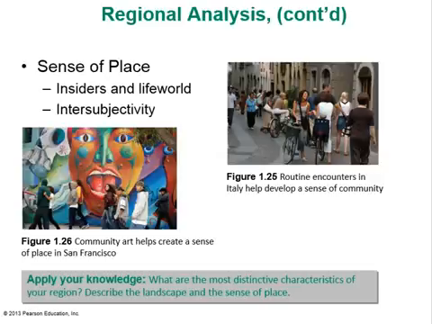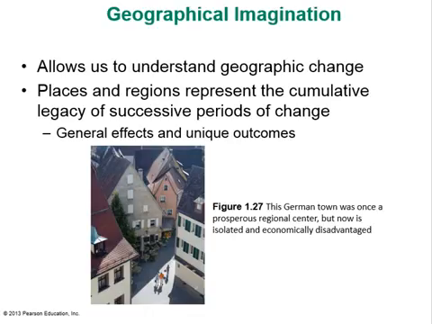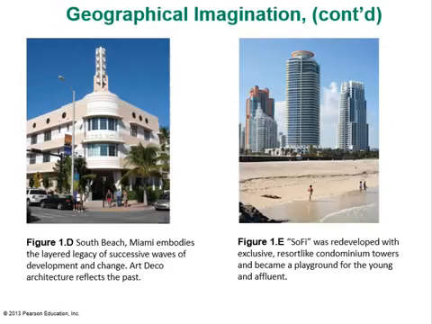And a sense of place can be conveyed in a lot of different ways. So for example, in a book, it can be conveyed through the description about where that's happening. In a movie, it can be conveyed with small shots of different landscapes, for instance. Your geographical imagination allows you to understand geographic change, and then places and regions represent that cumulative legacy of successive periods of change. Your book actually gives this example of South Beach, Miami, and how it's changed over the years in terms of its entire culture and landscape.